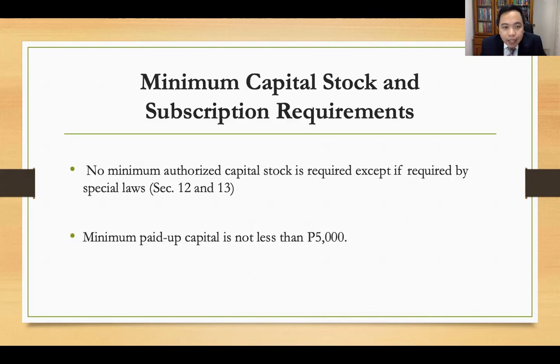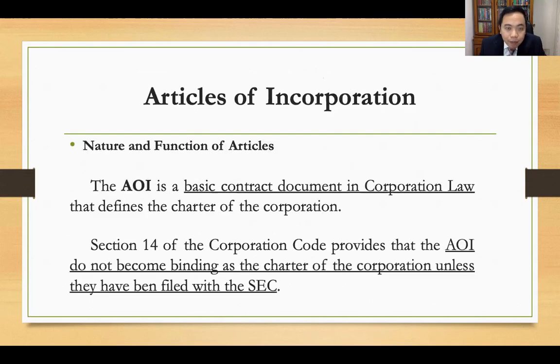Minimum capital stock and subscription requirement. There is no minimum authorized capital stock except as required by special law. So as a general rule, if there is no law which requires a minimum authorized capital stock, or ACS, then the general rule will apply that there is no minimum. You can register for as little or as much authorized capital stock as long as the minimum paid up capital is not less than 5,000 pesos.